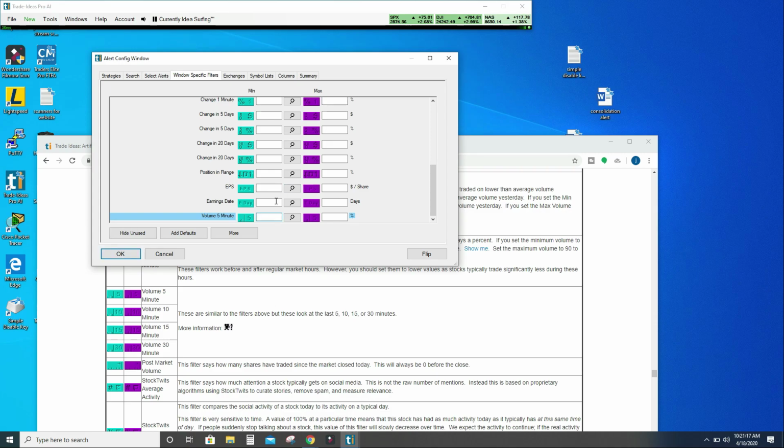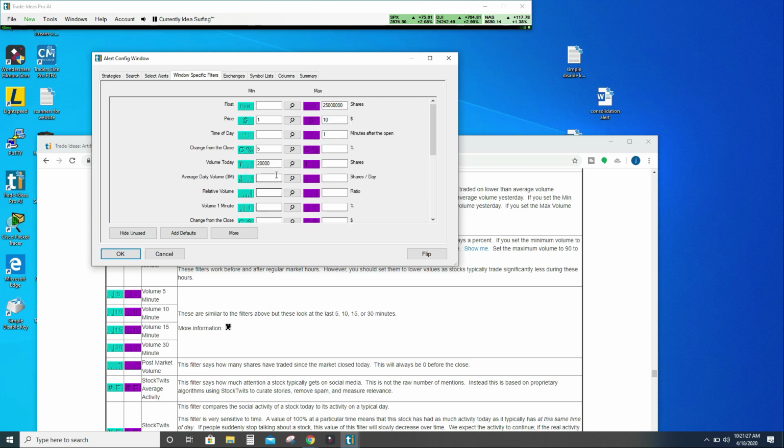So let's say that you want to see volume that's 2 times more than normal. So you would put the minimum as 200%, and that's going to be the filter for that particular stock. If you want to see stocks that are priced between $1 and $10, or set a filter for a certain time of day, you can. I only want this scan to look for stocks 30 minutes after the open. After 30 minutes, I don't want it to scan anymore. You can do that.